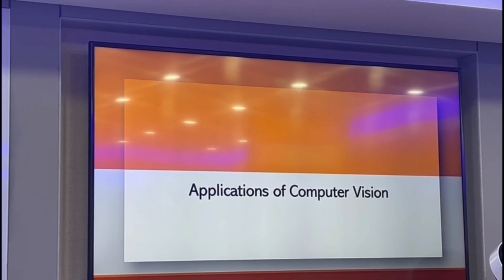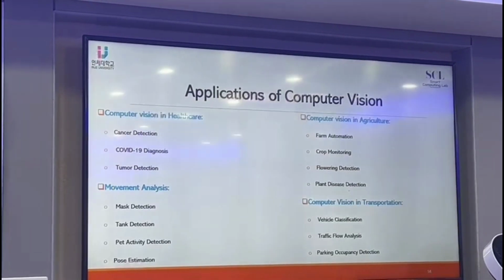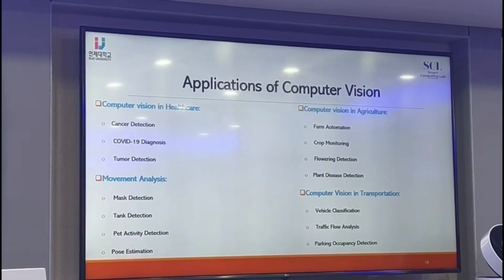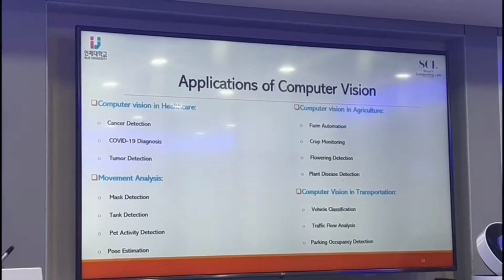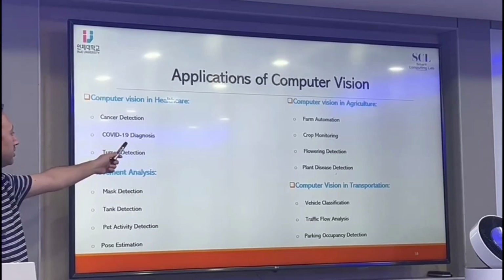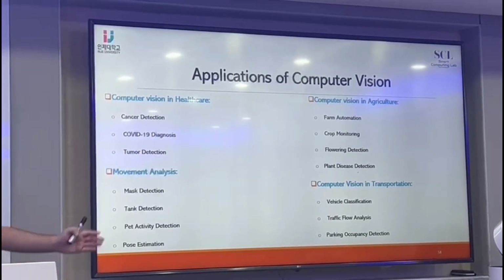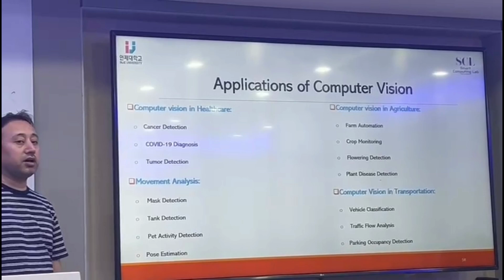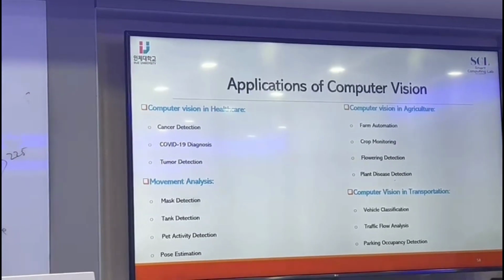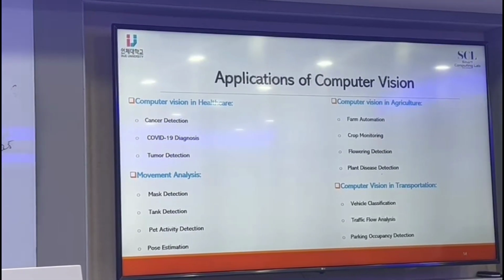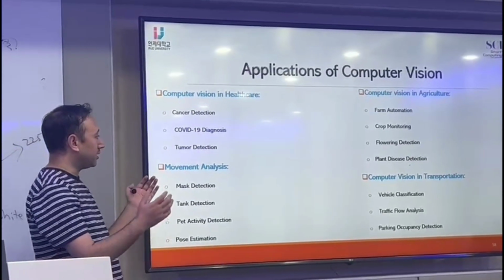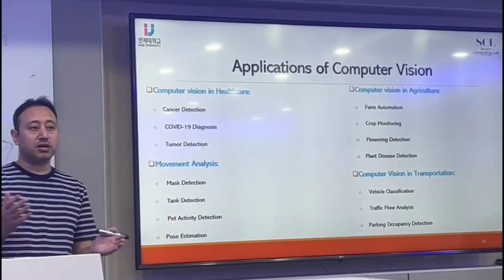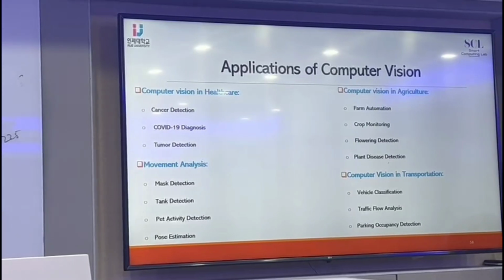Now, applications of computer vision. Here I have mentioned some examples, for example computer vision in healthcare for cancer detection and COVID-19 diagnosis. We also applied this for the diagnosis of COVID-19, where we had 4 different classes, and we were detecting COVID-19, opacity, or some other classes. I can show.